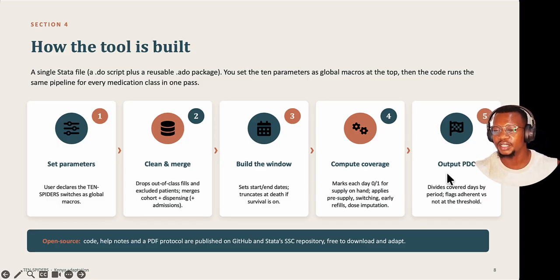You divide the covered days by the period so that you can find the threshold. Remember, our threshold is 80%.